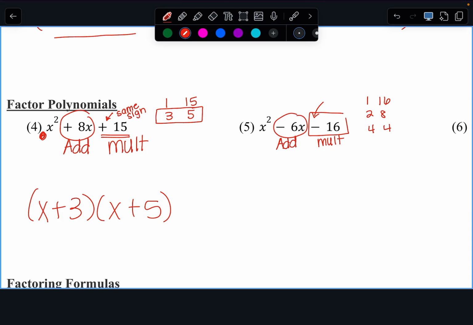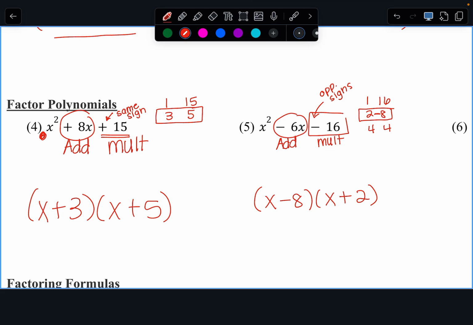Because it's a negative, it means they are opposite signs. The only way you can multiply two numbers together to get a negative is if one's negative, one's positive. So the only way that would work is if it was a -8 and a +2. So x minus 8, x plus 2. I don't care if the x plus 2 is first and the x minus 8 is second, as long as what's in the parentheses is the same. The order does not matter.